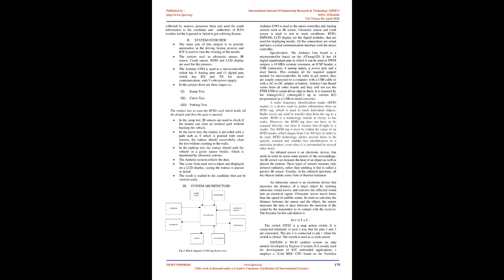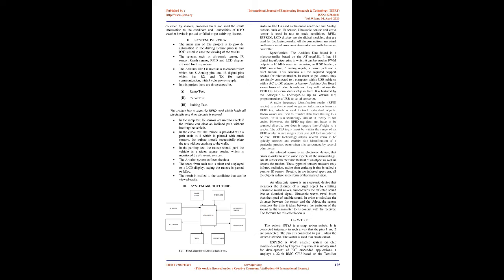3. System architecture. Fig. 1, block diagram of driving license test. Arduino Uno is used as the microcontroller, and sensors such as the IR sensor, ultrasonic sensor, and crash sensor are used in the test to track conditions. RFID, ESP8266, and LCD display are the digital modules that are used for displaying results. All the connections are wired and have a serial communication interface with the microcontroller.